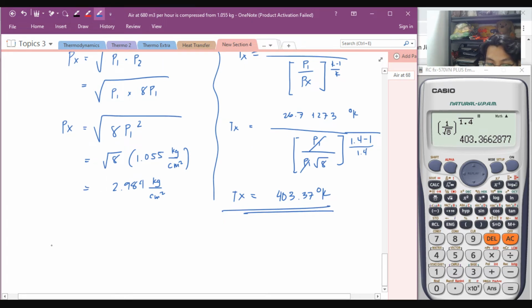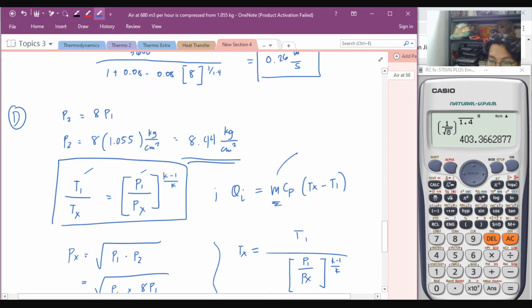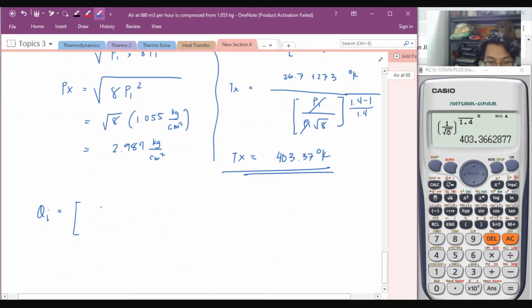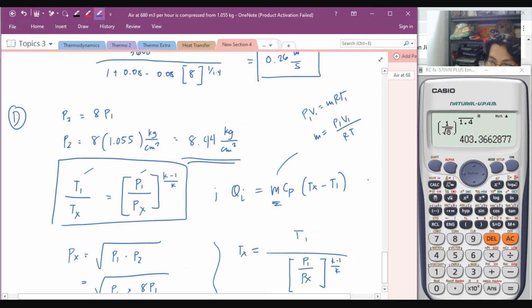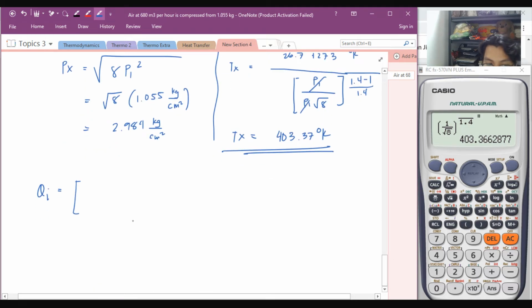Ngayon makukuha na natin si Q nung sa intercooler. Yung M ang problema natin. O di M. So bakit ang problema natin yung M? Tandaan nyo, that is coming from PV is equal to MRT. So yung 1, 1, 1. So M will be equal to P1 V1 over R T1. Oh, ito, sabay-sabay ko na isolve.